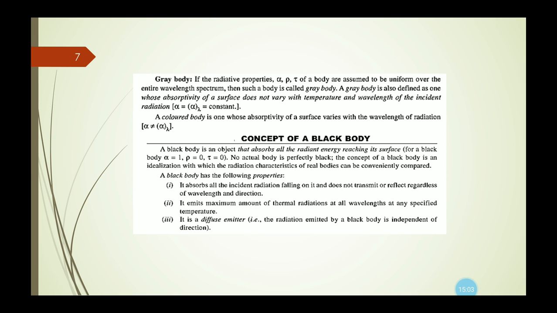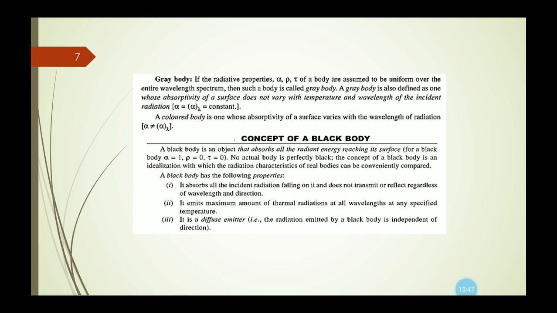Next, it is gray body. If the radiative properties, that is absorptivity, reflectivity and transmissivity of a body, are assumed to be uniform over the entire wavelength spectrum, then such a body is called a gray body. A gray body is also defined as one whose absorptivity of a surface does not vary with temperature and wavelength of the incident radiation. A colored body is one whose absorptivity of a surface varies with the wavelength of radiation. That means the absorptivity alpha is not equal to alpha lambda.